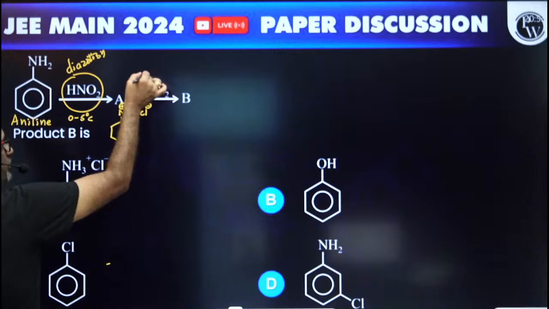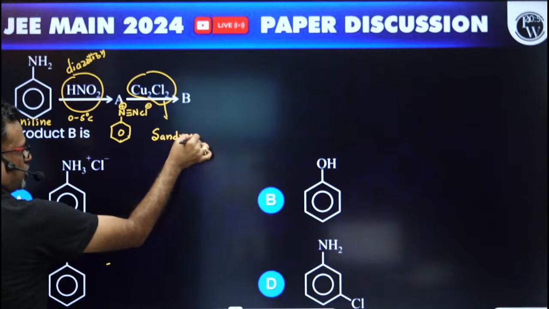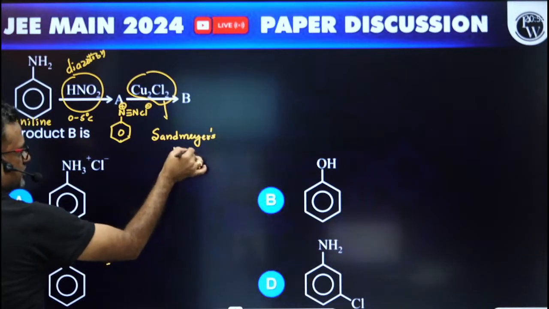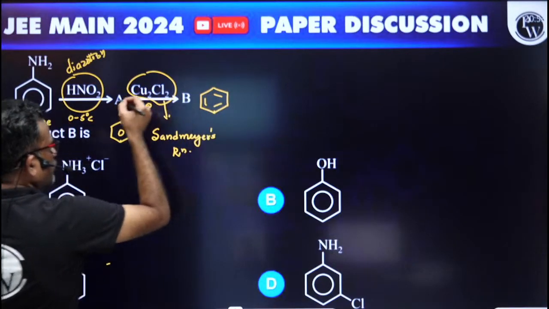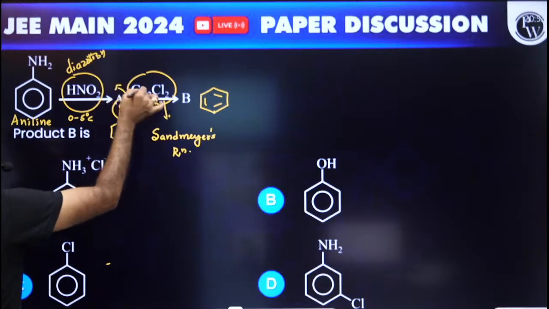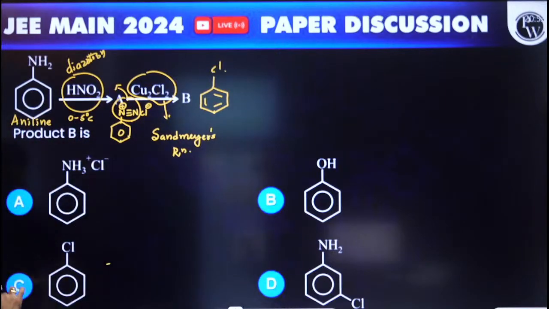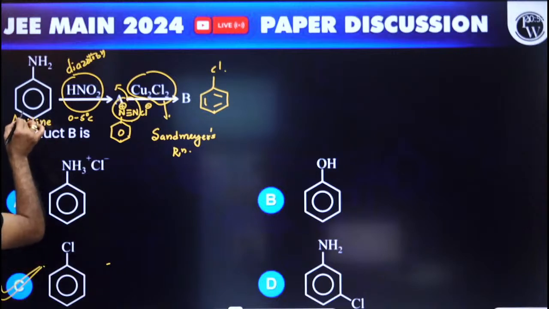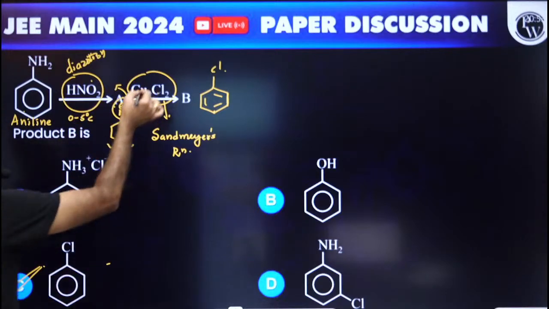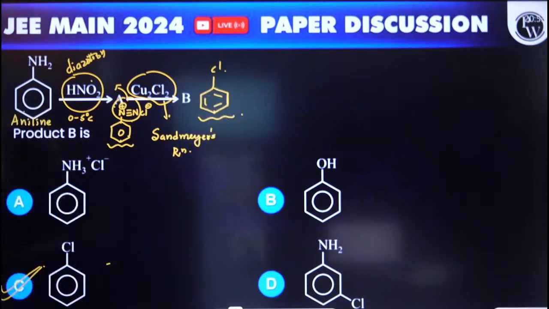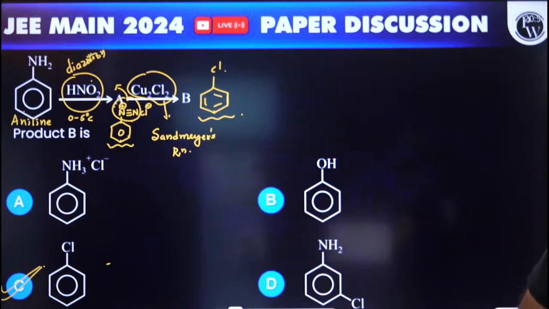Benzene diazonium chloride with cuprous salt. What is this? Sandmeyer's reaction. Cuprous salt undergoes Sandmeyer's reaction to give you what? It undergoes decomposition to release nitrogen, and you will get the chlorine from the cuprous salt to give you chlorobenzene. So simple. Aniline with nitrous acid undergoes diazotization to give you A, which is benzene diazonium salt. Through Sandmeyer's reaction, finally it gives you chlorobenzene. Got it? Great.